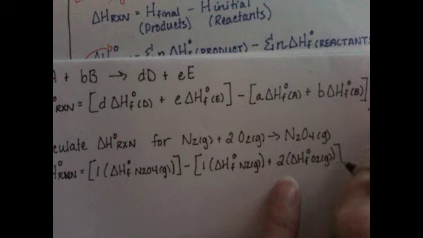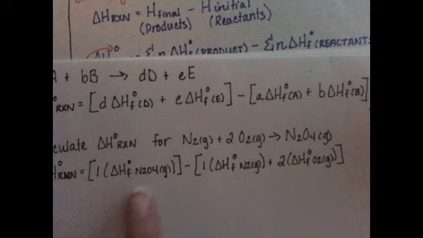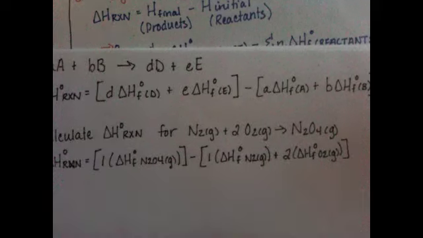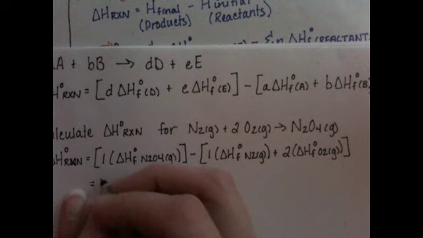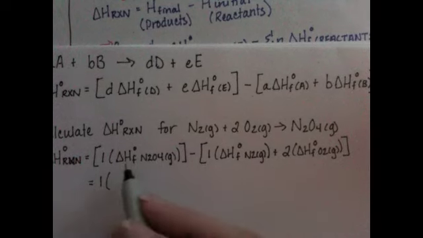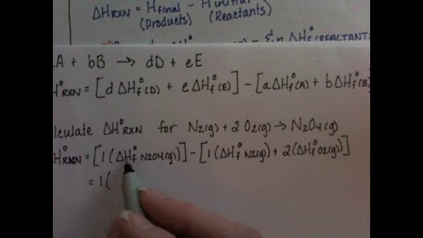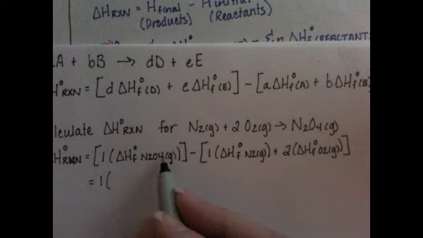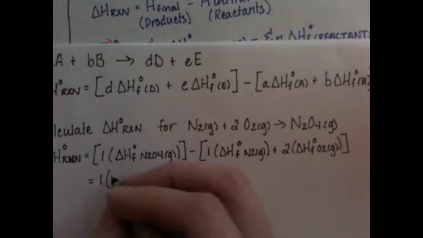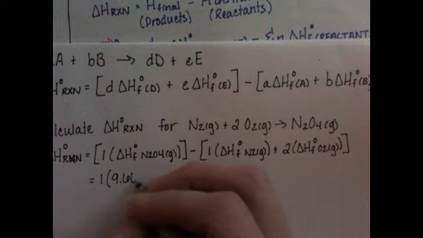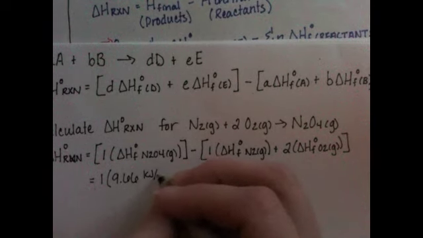Now that we have this problem all set up, what you're going to do is go to Appendix 3 and look these values up. So you're going to do 1 times the value of the delta H of formation for N2O4 gas, and if you look that up in the right spot, you're going to see that it's 9.66 kilojoules per mole.